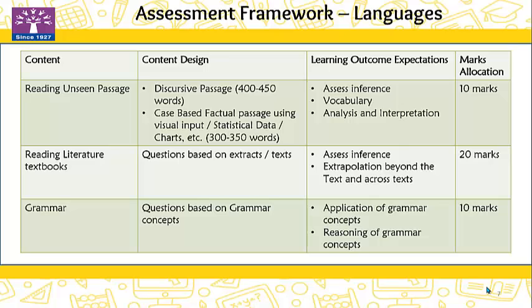For languages, the reading of unseen passage will be for 10 marks. This could be a discursive passage or a factual passage with supporting inputs. The unseen passage assesses inference, vocabulary and analytical skills. Next, for 20 marks, we have extracts from the textbook. And students will be assessed on not just inferences from the text but also understanding beyond the text.